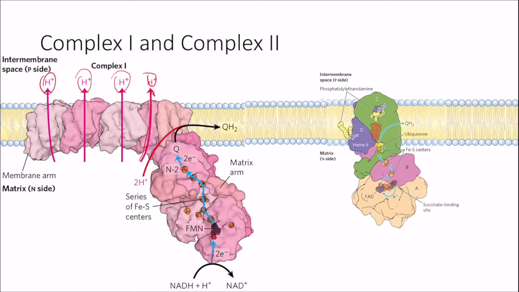So as electrons are flowing through these series of iron sulfur centers, they will ultimately bind to ubiquinone. And in combination with these 2 hydrogen ions, it will be reduced into ubiquinol.